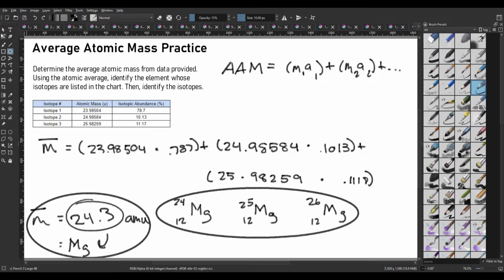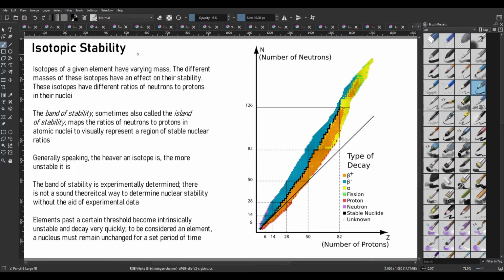So our element was magnesium, and we just found the average atomic mass to prove that, and these are the isotopes of that element. On the topic of isotopes, we're going to be looking at isotopic stability. And obviously, when looking at isotopes, they're going to have varying masses. The different masses of these isotopes have an effect on their stability. These isotopes have different ratios of neutrons to protons in their nuclei, and that makes sense.